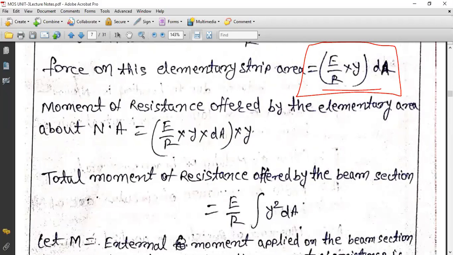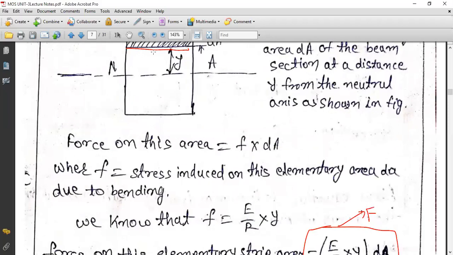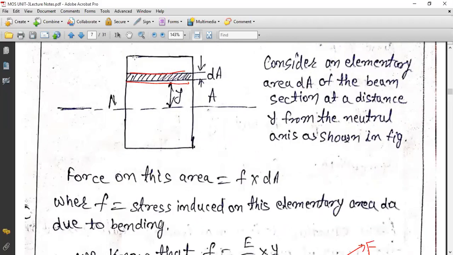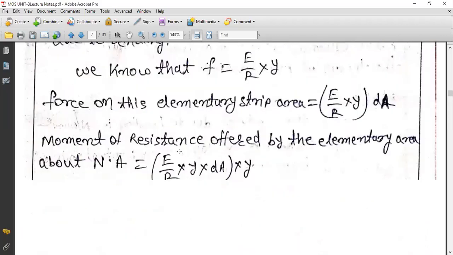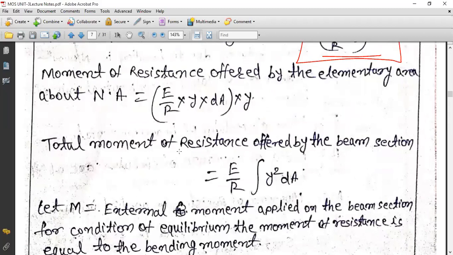Till now we have been determining the moment of resistance for this elementary area only. Up next you have to determine the moment of resistance for the whole portion of the beam. How can we determine that for the whole beam section? We have to do integration. Already you know that, if you want to calculate anything for the whole big area, you have to do the integration. So just see, E upon R in integration Y square dA.